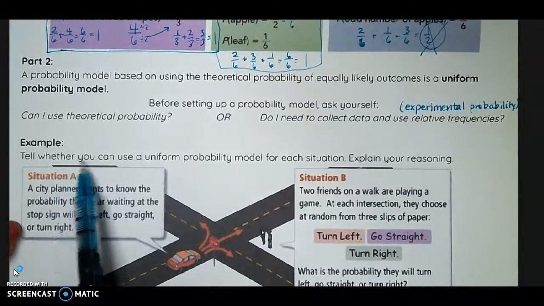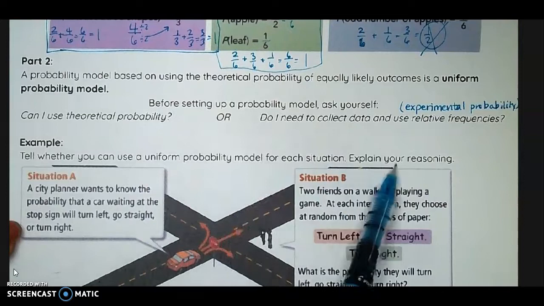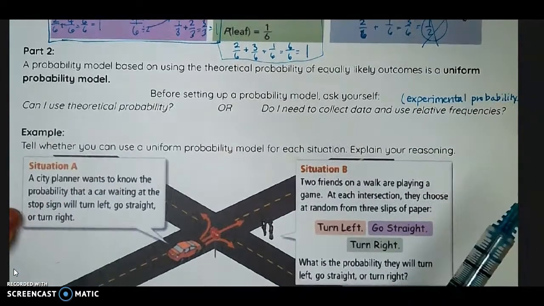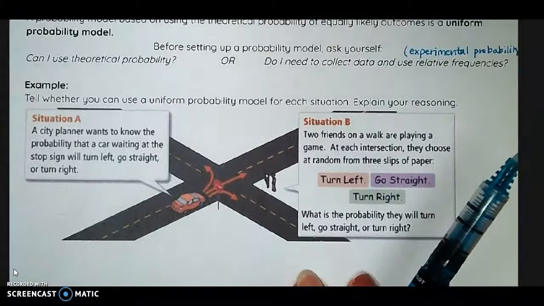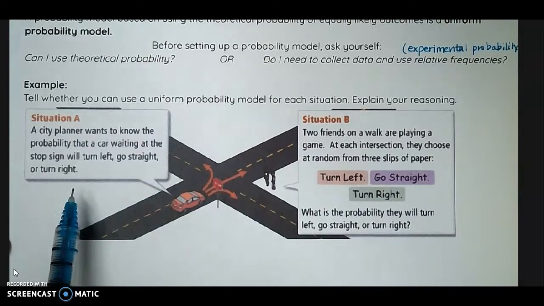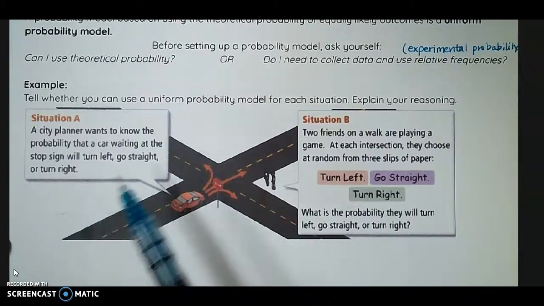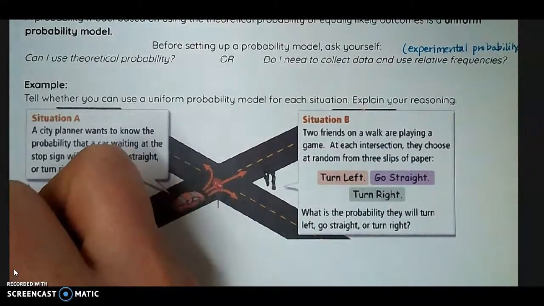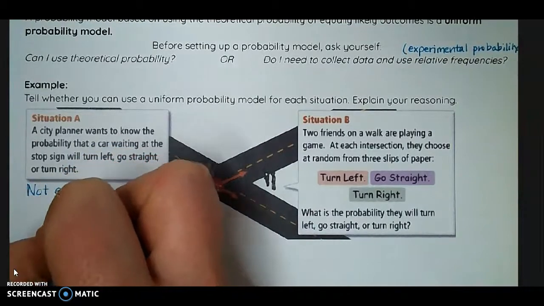So this first example says, tell whether you can use a uniform probability model for each situation and explain your reasoning. Situation A says a city planner, and this is actually what my husband does. A city planner wants to know the probability that a car waiting at a stop sign will turn left, go straight, or turn right. Well, there are 3 different possibilities there. But if I want to actually look at street planning for a city planner and I want to know this information, I can't just say that they're all 3 equally likely. I need to figure out what might cause something to be more likely than the others. So this does not have equally likely outcomes.